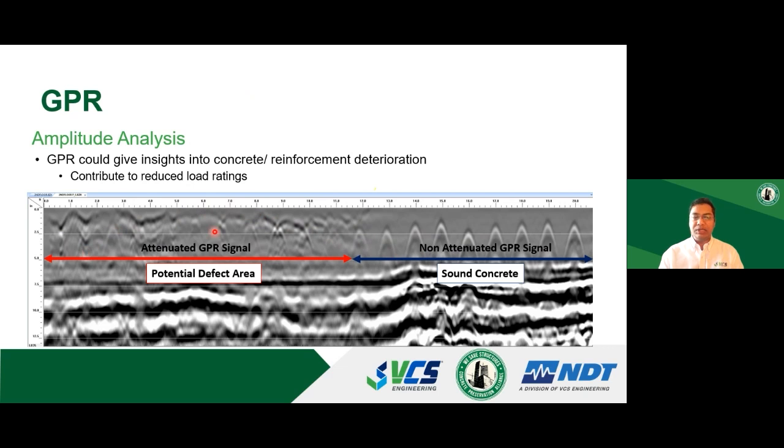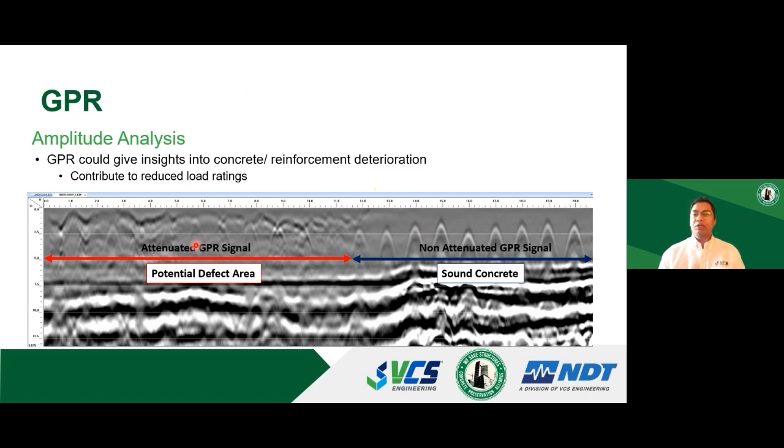Whereas on the attenuated side, on the left side, that is an area of potential defects. GPR cannot tell you what exactly is the defect. It cannot discern between moisture content or chlorides or honeycombing or voids. It can only tell you, okay, this is where the location of potential defect is, and we need to investigate it further using various different techniques. You cannot solely rely on GPR to tell you locations of delaminations or any other potential defects.